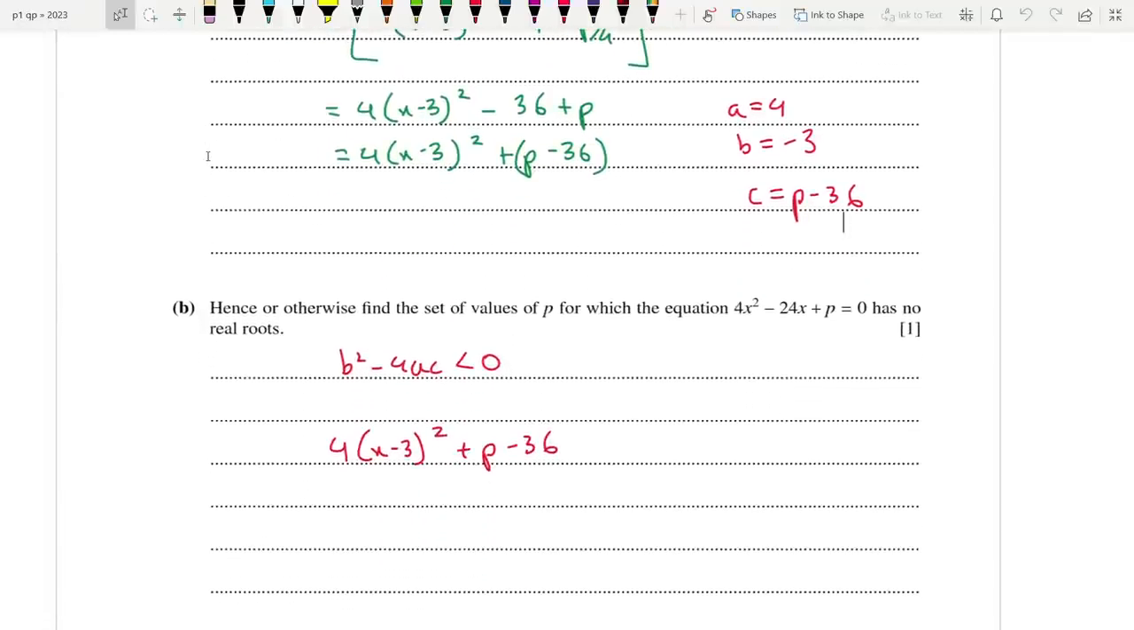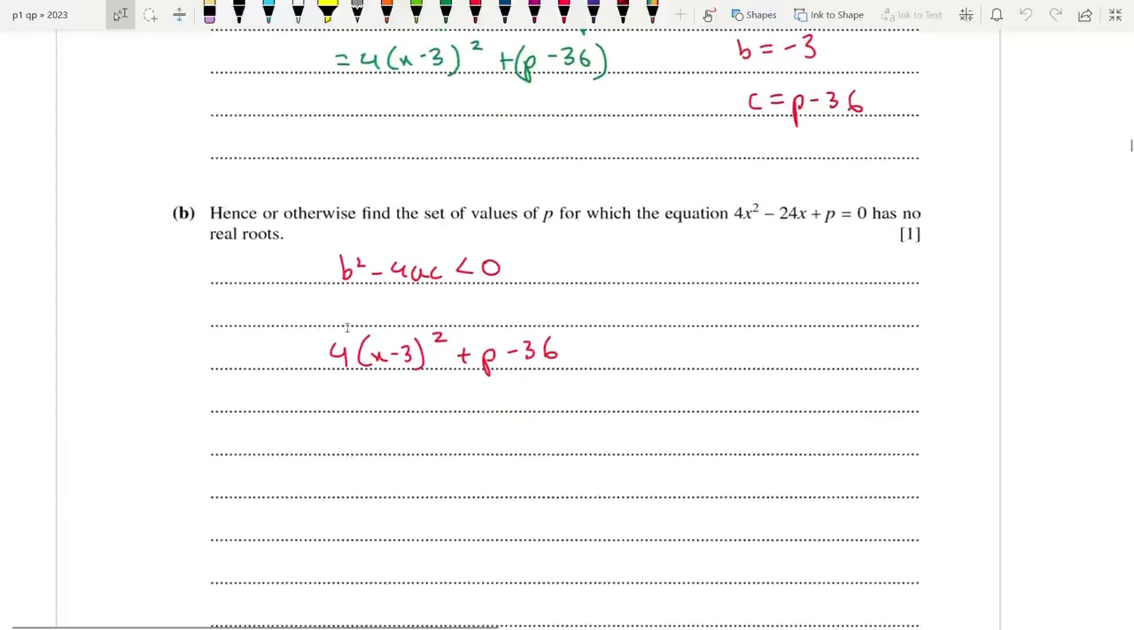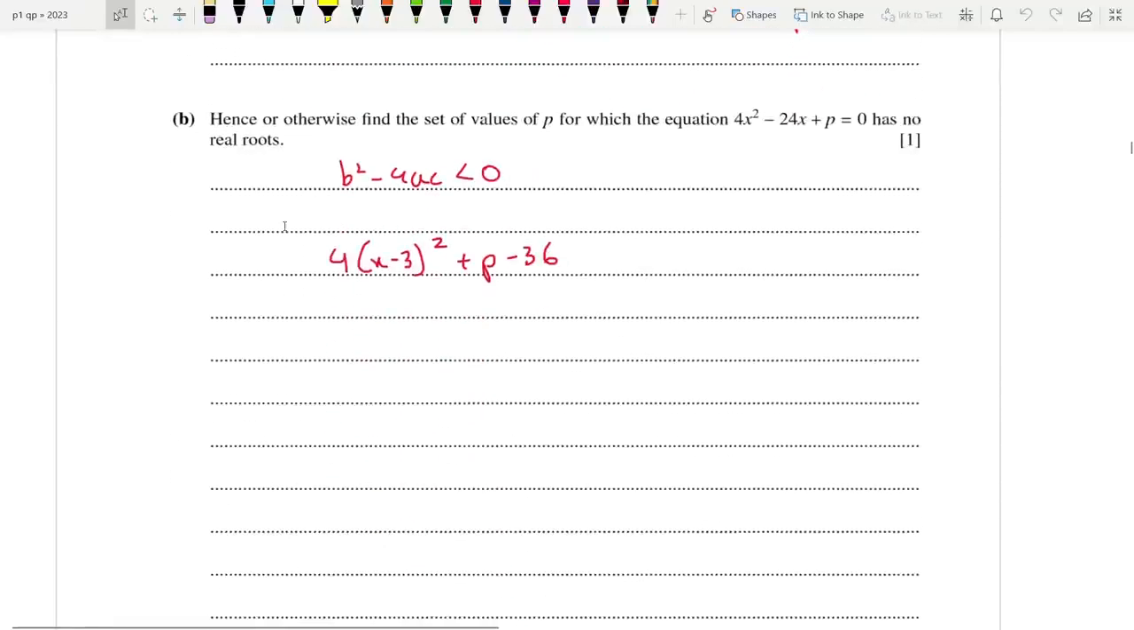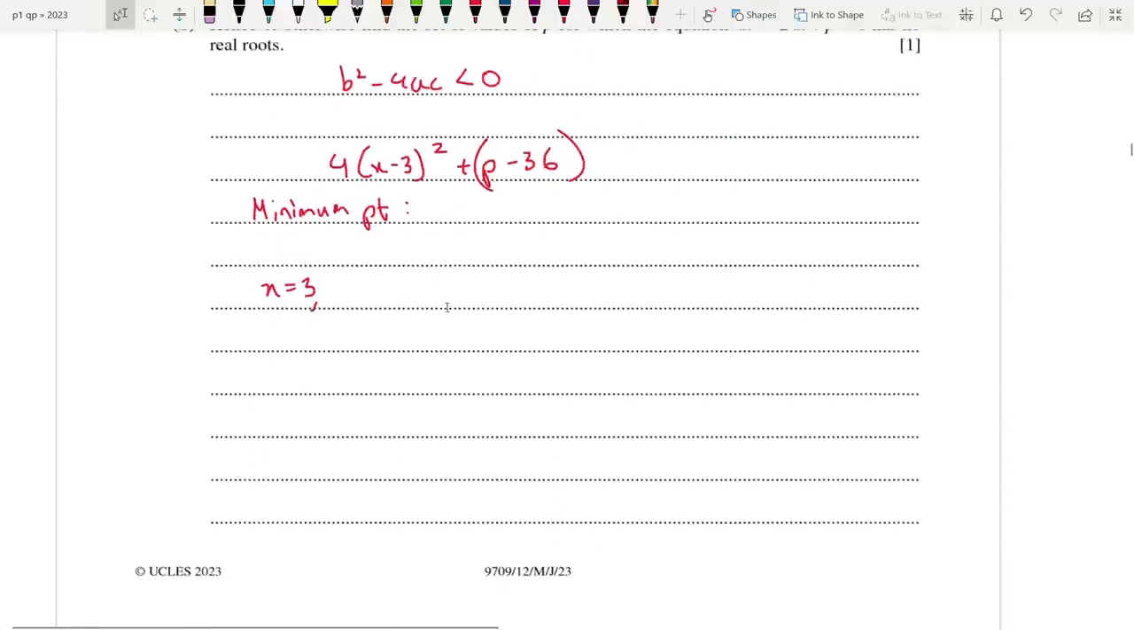One is b squared minus 4ac root, and the other is, what is this? Since x squared is positive, this is actually a minimum curve, right? The curve is minimum, and what is our minimum point? It is p minus 36. So our minimum point happens to be when x equals 3, y or f(x) is equal to p minus 36. So this is the coordinate.